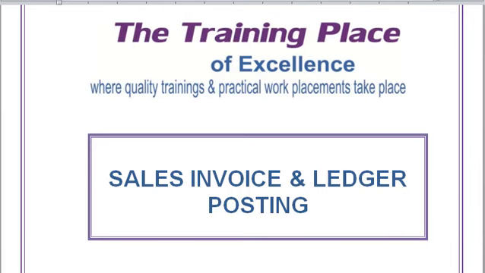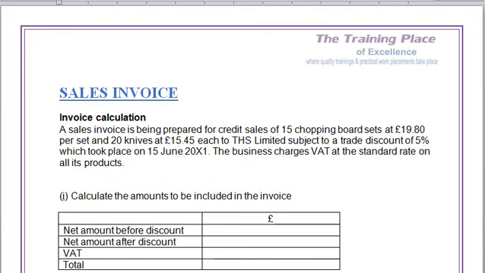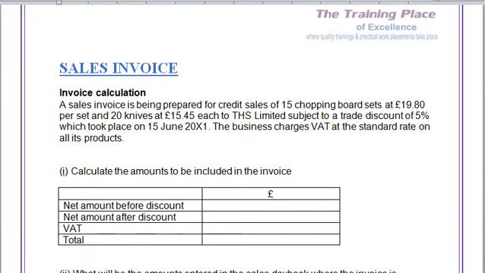Hello there. This is a teaching on sales invoice and ledger postings. So we want to see how you will calculate the sales invoice value, and then how you will post it into the sales daybook, which is the book of prime entry that you post your invoices into. And the nice sweet question: what ledger account would you debit and credit in order to account for the sales invoice?